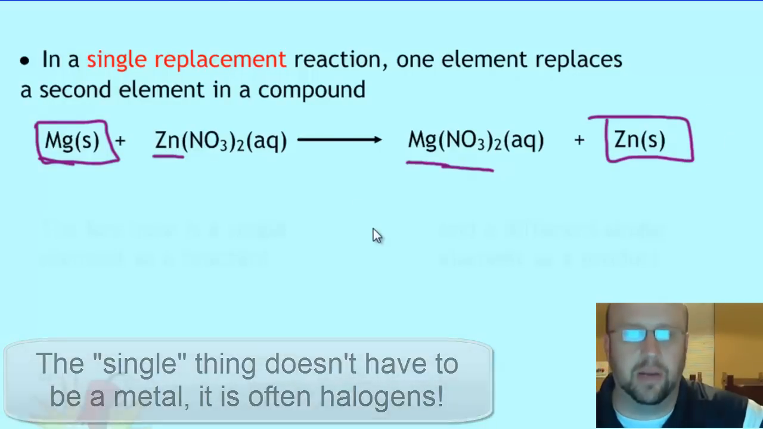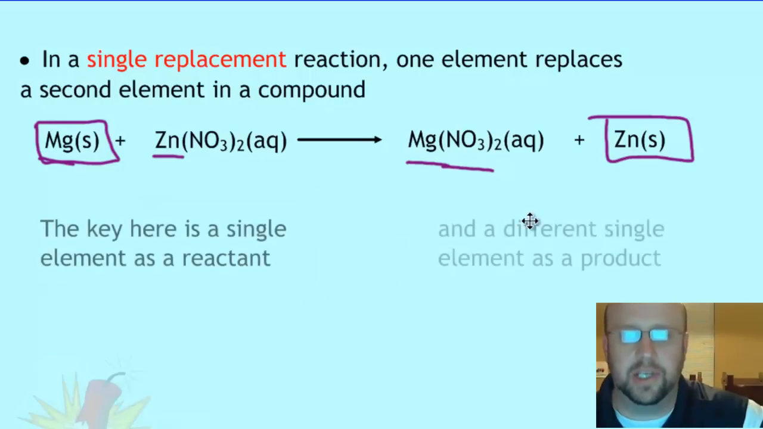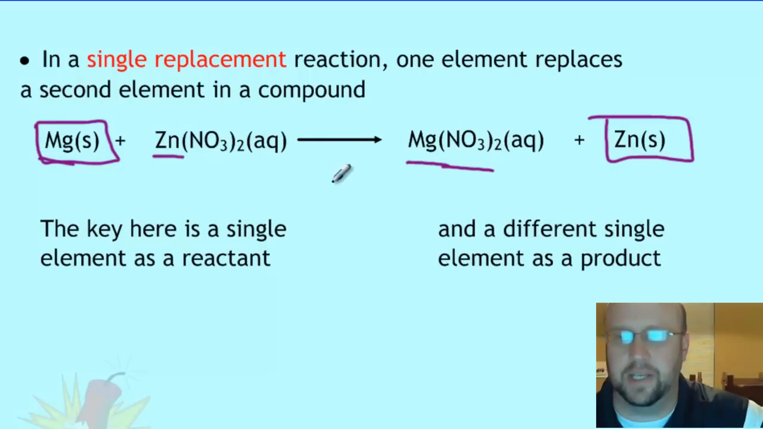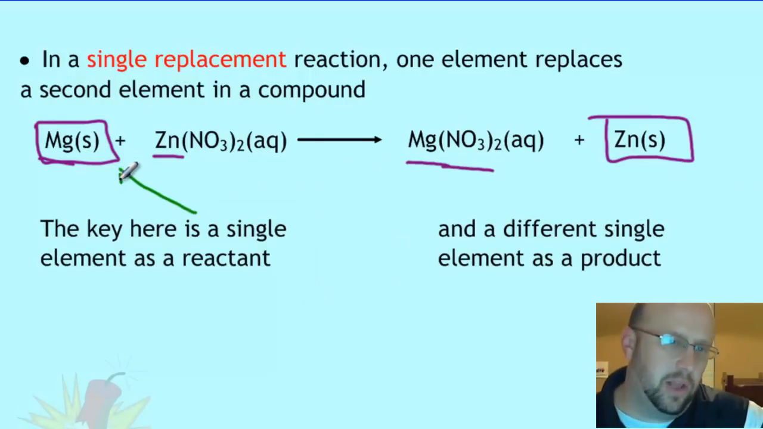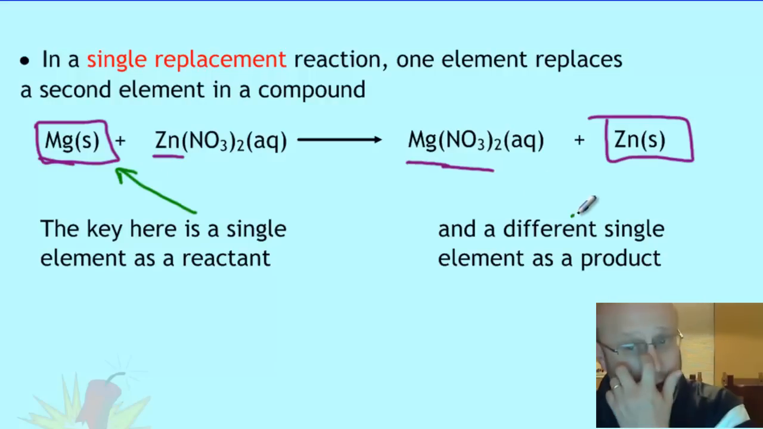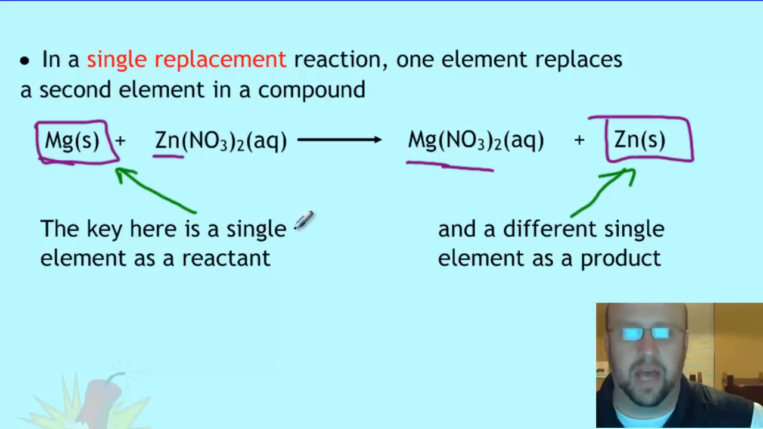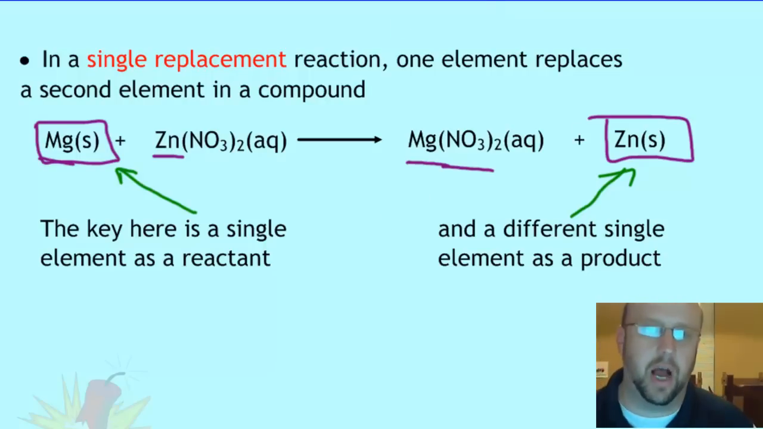And so when we talk about the things that identify a single replacement reaction, what identifies it is that you have a single element as a reactant, and then you have a different single element as a product. Okay, that's a single replacement. And again, the whole reason that would happen is that the magnesium is more reactive than the zinc. Now, obviously, you would need some way of knowing which thing was more reactive, and we'll get into that a little bit later, especially in the honors class.